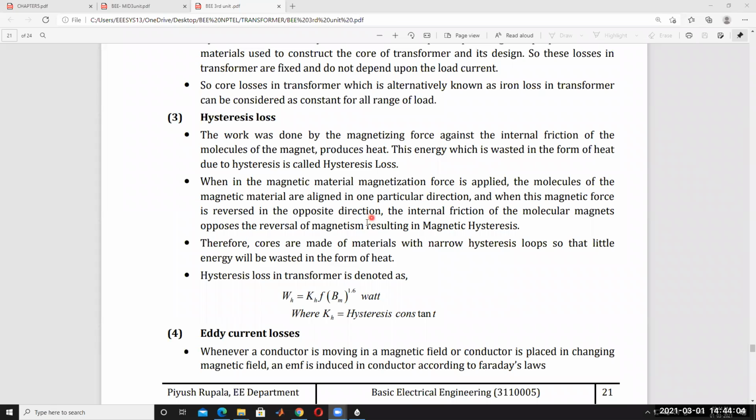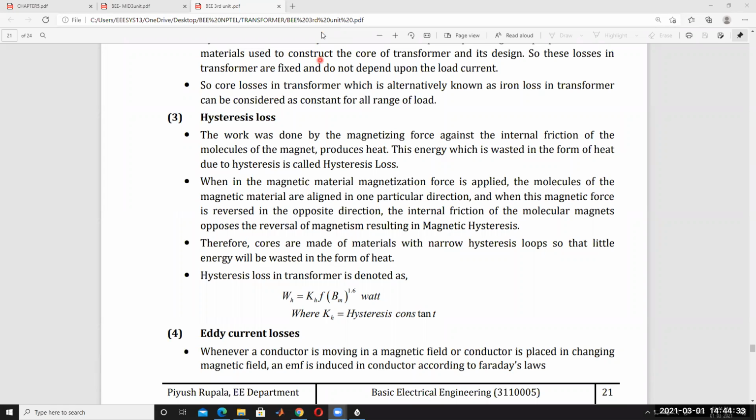The domains are arranged in one particular direction for one half cycle. For the other half cycle, the force is reversed in the opposite direction. So the internal friction of the molecular magnets opposes the reversal of the magnet, resulting in magnetic hysteresis. Therefore, core losses are reduced by making the core of material with narrow hysteresis loops, so that little energy will be wasted in the transformer in the form of heat.